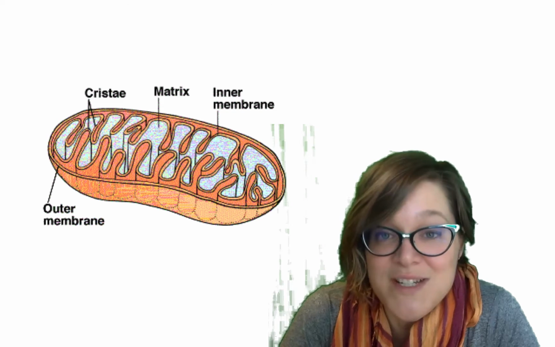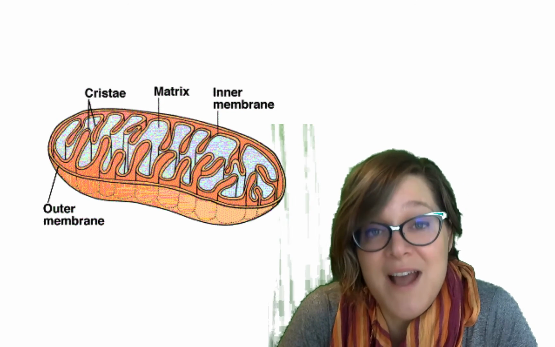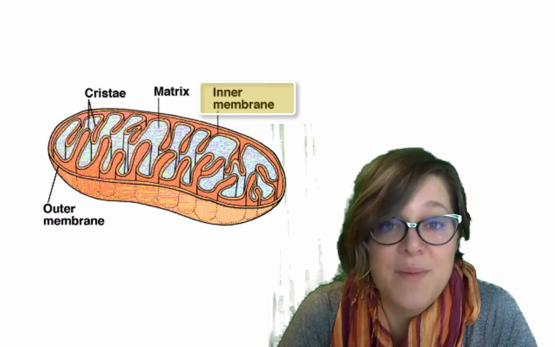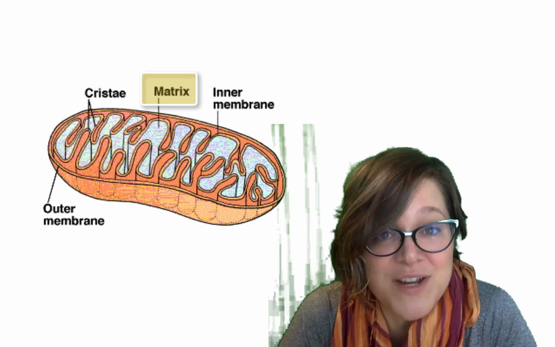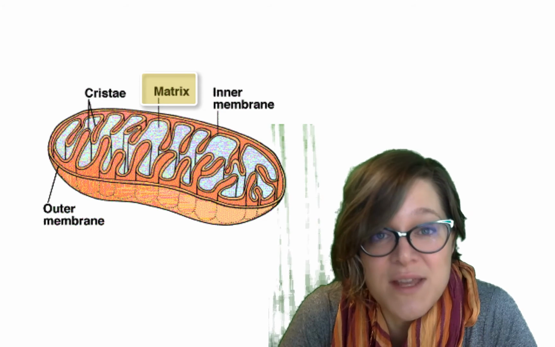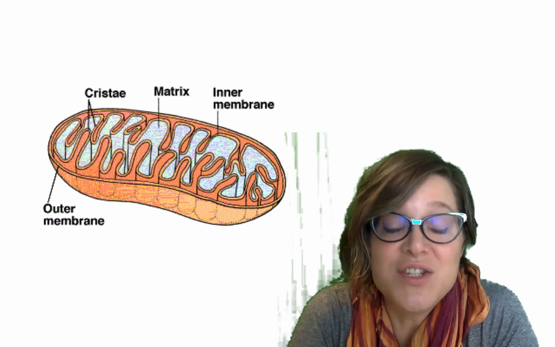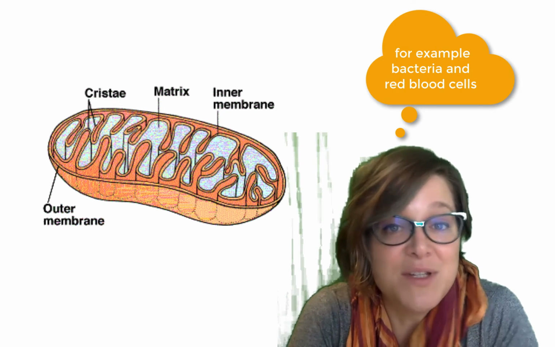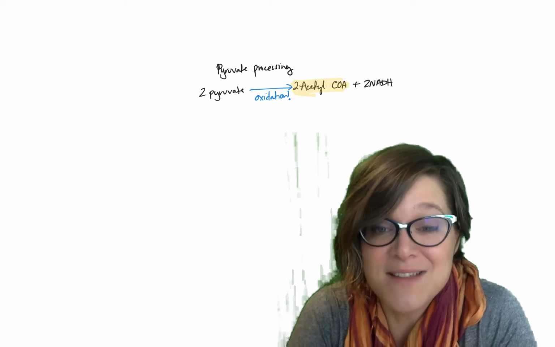This reaction is going to take place in the fluid matrix of the mitochondrion. The mitochondrion has an outer membrane and an inner membrane, and inside that inner membrane there's fluid. That's what's called the matrix. And that's where we're going to do this part of the process. Now this is important because cells that don't have mitochondria are not going to be able to do this because they're not going to have that matrix where this takes place.